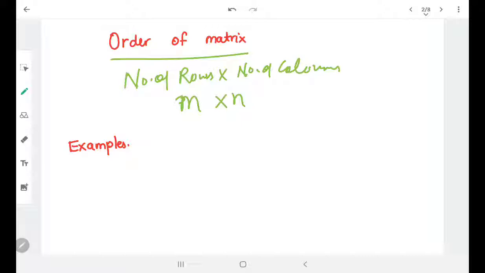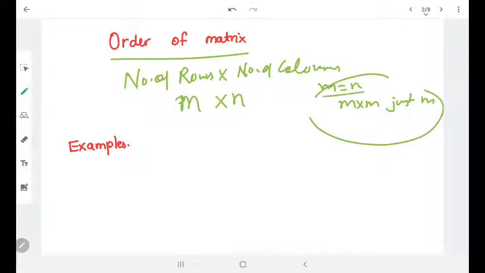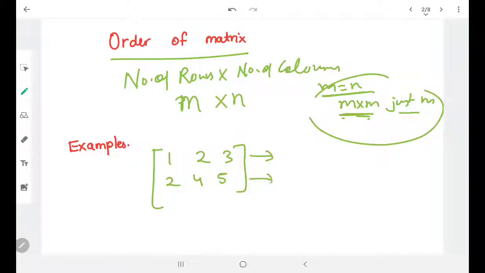Sometimes the number of rows and number of columns are equal, so we say the matrix is of order m by m, or just m order. Example, we have elements like 1, 2, 3, 2, 4, 5. How many horizontal lines are here? 2. So m is 2. How many vertical lines are here? The columns are 3. So it is 2 by 3. Always first the row number, second the column number.